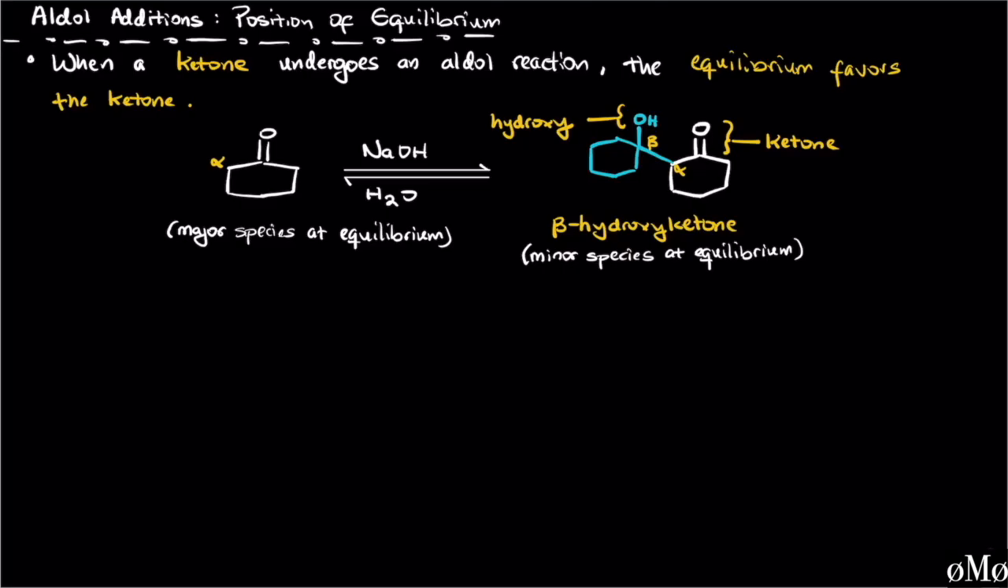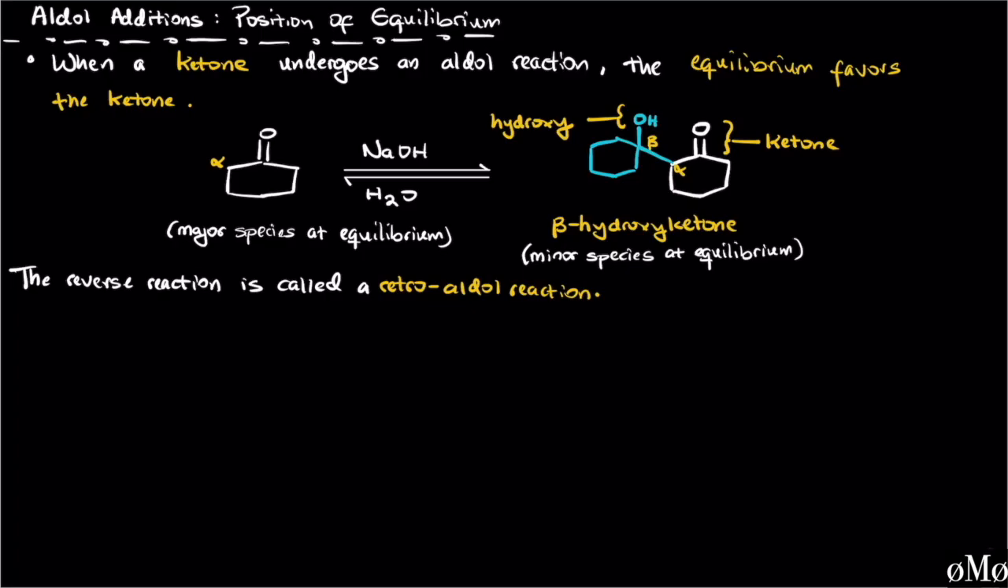And you can kind of see just by visually looking at this molecule that your aldol addition product is actually pretty sterically encumbered. And so because of that, you can imagine the equilibrium will want to free up that steric strain that is incurred in your aldol addition product.